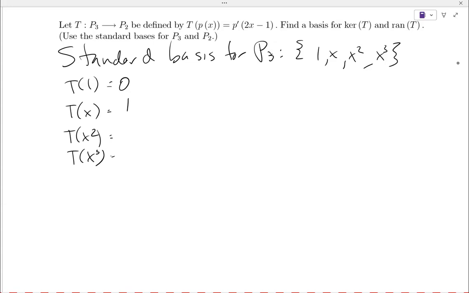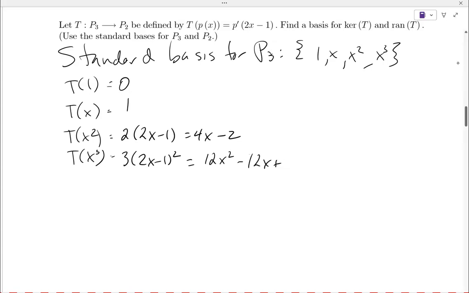Derivative of x squared is 2x, so this will be 2 times 2x minus 1, or 4x minus 2. Right? And then finally, derivative of x cubed is 3x squared. So we'll plug in 2x minus 1 into the 3x squared. If we distribute everything out, looks like we get 12x squared minus 12x plus 3.